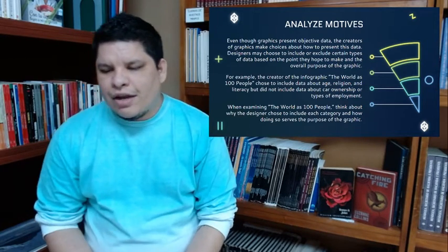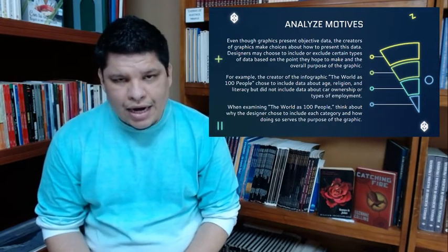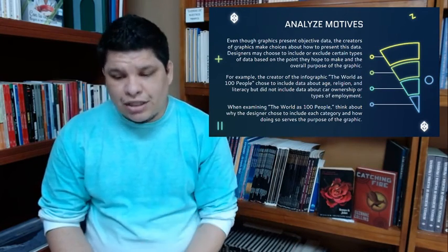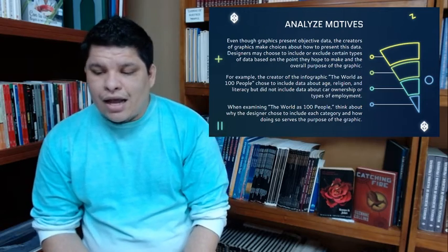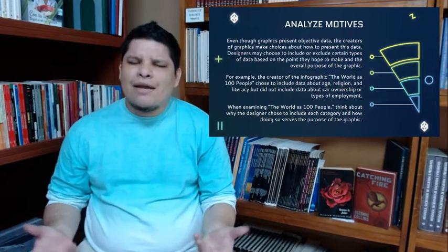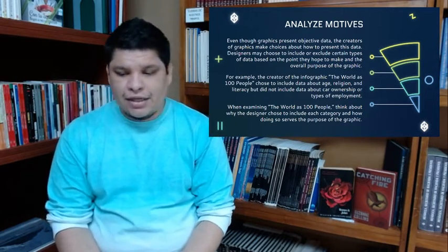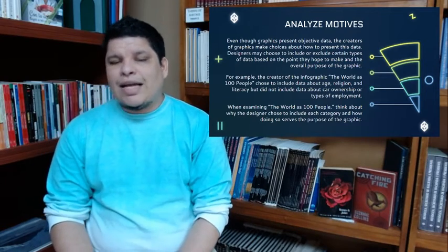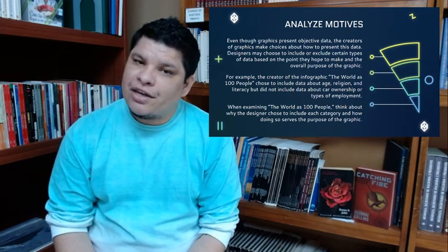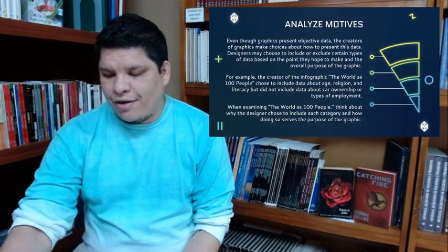For example, the creator of the infographic "The World as 100 People," which is the one that we're going to be reading and analyzing, chose to include data about age, religion, and literacy, but did not include data about car ownership or the different types of employment. Why? Well, we might be answering those questions as we read and as we analyze. When we examine "The World as 100 People," think about why the designer chose to include each category and how doing so serves the purposes of the graphic.